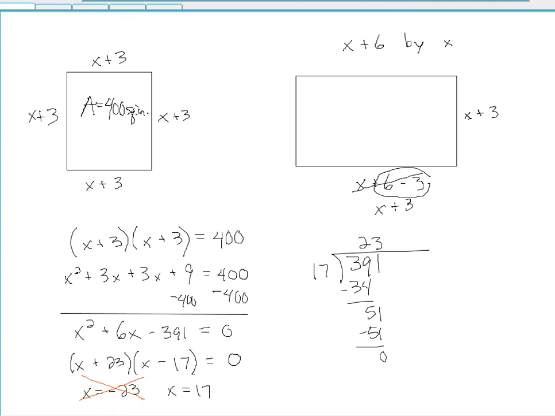So the dimensions of the original rectangle are 17 plus 6, which is 23, and 17. So the original dimensions were 23 by 17.